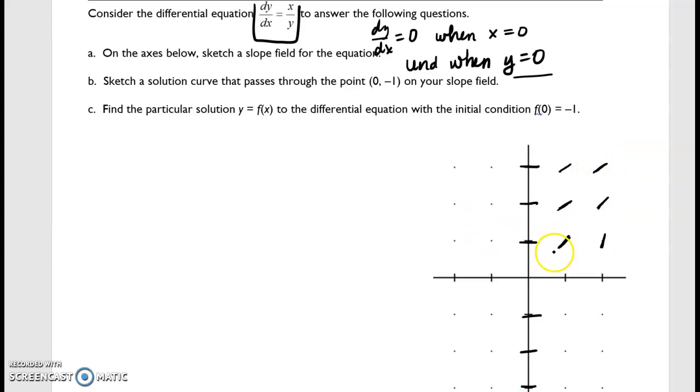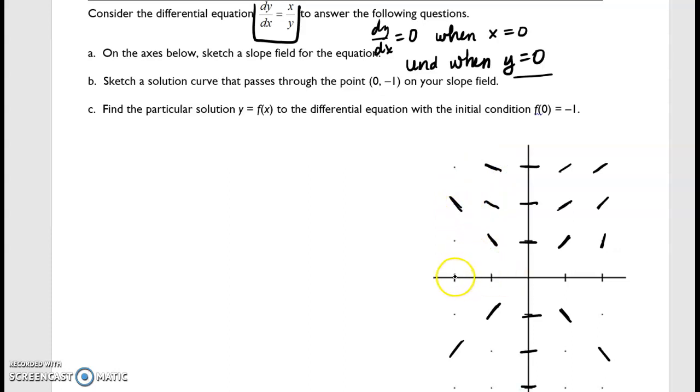What I can say though is I know I'm going to have a slope of 1 when x and y have the same coordinates. So that's along this line, y equals x. And they'll have a slope of -1 when they have opposite coordinates. So if I go to -1, +1, I know that's going to be a slope of -1. -2, +2, slope of -1. Same thing over here. That's going to help me fill this out. And then I can see if I went to -1, +2, that's going to be a slope of -1/2, so a little bit less steep. And then this would be -1/3, a little bit less steep.